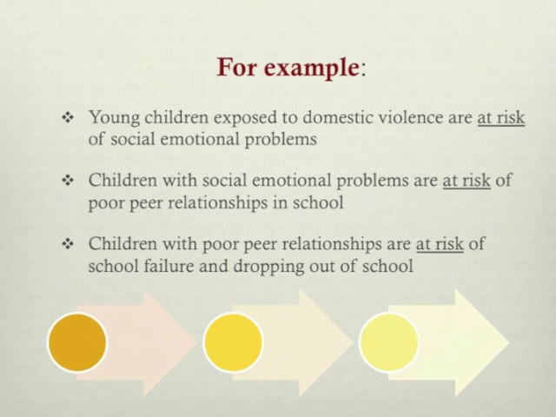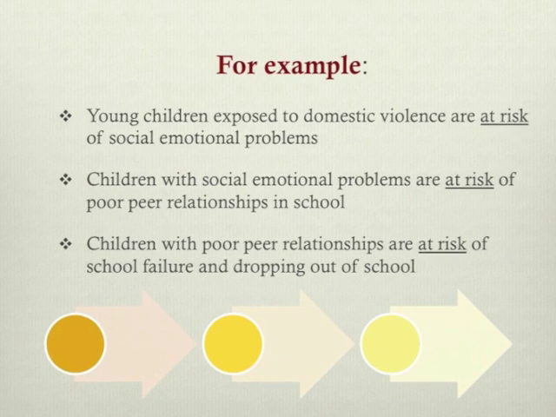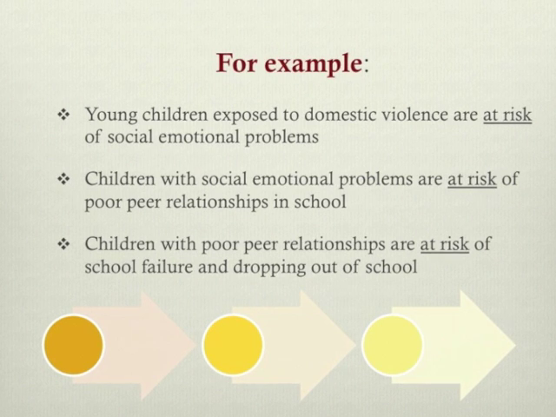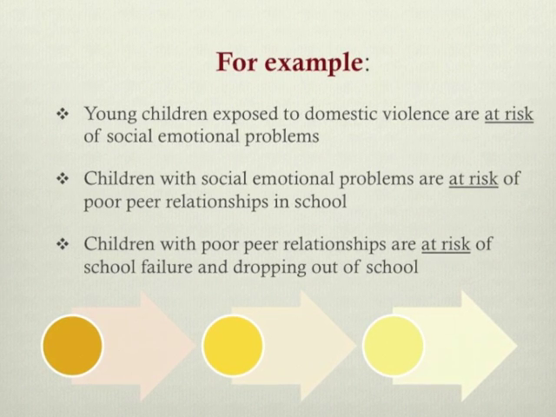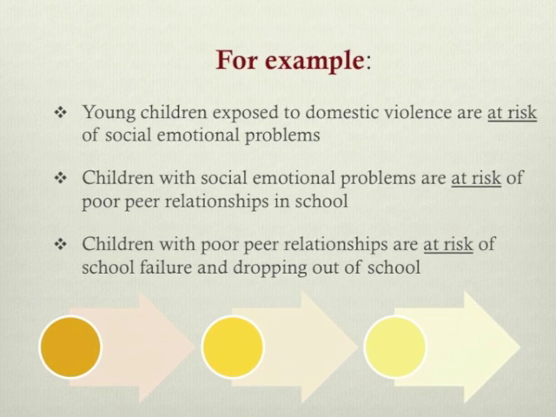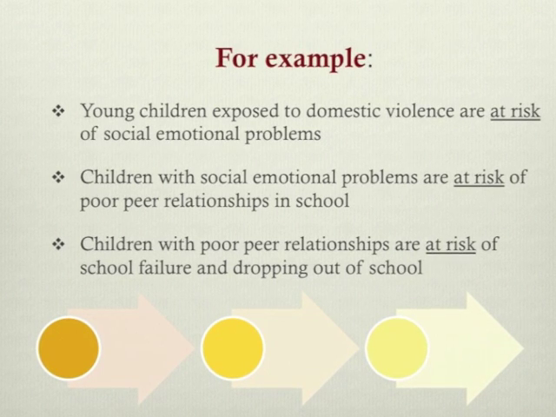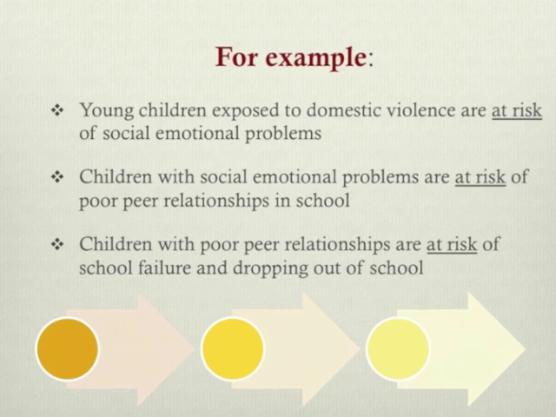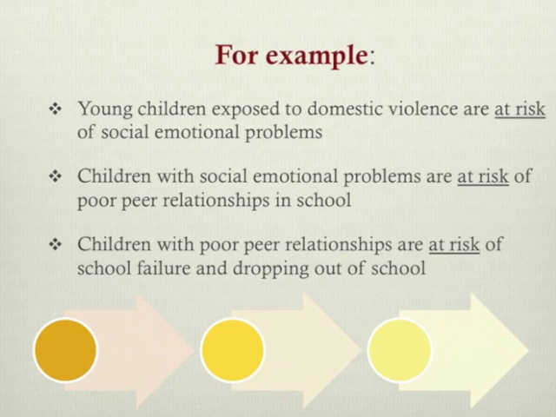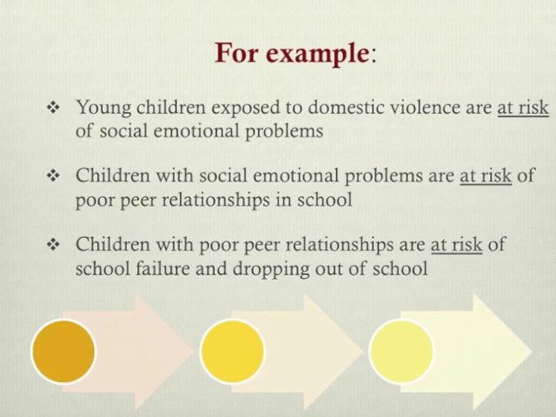Here's an example of risk and what could happen if intervention did not occur. From research, we know when a child is witness to or exposed to domestic violence, the child may have resulting social emotional problems. We also know that children who have more social emotional problems often have a hard time developing strong peer relationships. And research has shown that children with poor peer relationships often have poor school outcomes that can lead to an increased chance of dropping out of school later.